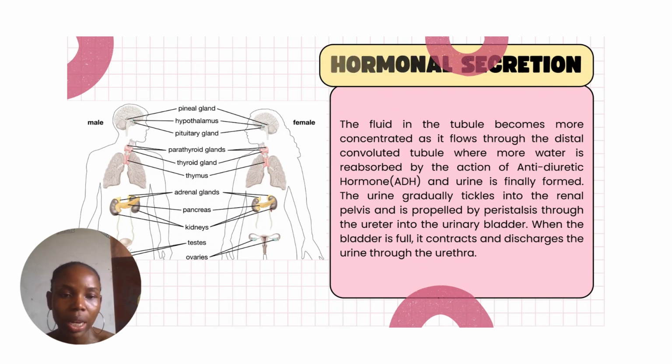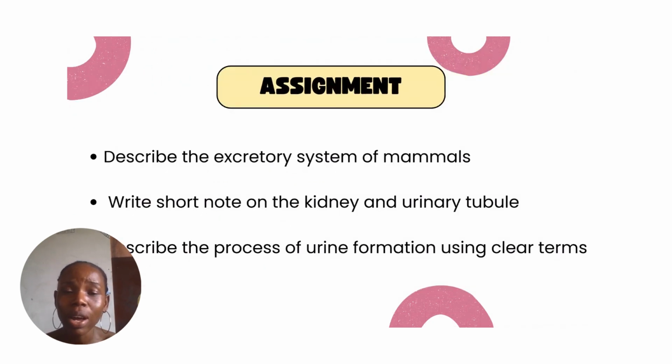I hope you understand that. Now you have a few assignments here. You will describe the excretory system of mammals. You write short notes on the kidney and the urinary tubules. Then you describe, using clear terms, in your own words, how urine is being formed, right from the ultrafiltration to the hormonal secretion.